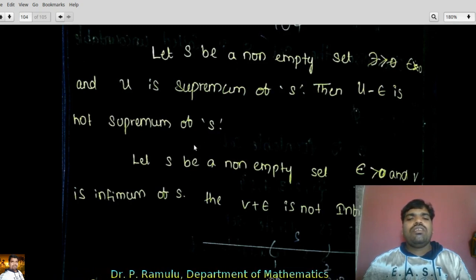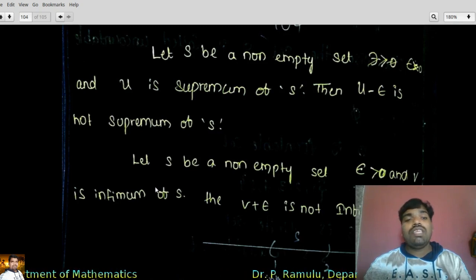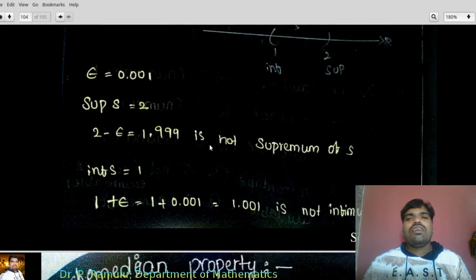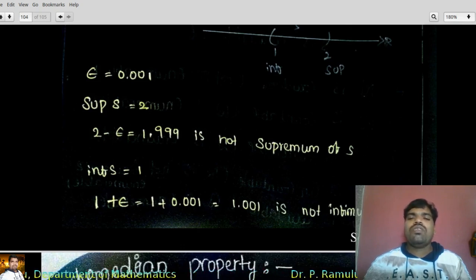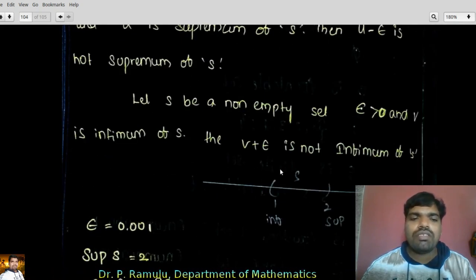Let S be a non-empty set, epsilon greater than 0, and V the infimum of S, then V plus epsilon is not the infimum of S. For this set, the infimum is equal to 1, and 1 plus 0.001, that is 1.001, is not the infimum. Likewise 2 minus epsilon is not the supremum. These properties we will use in future classes, so you have to remember them.